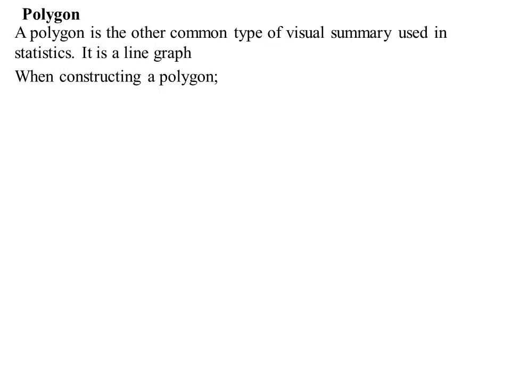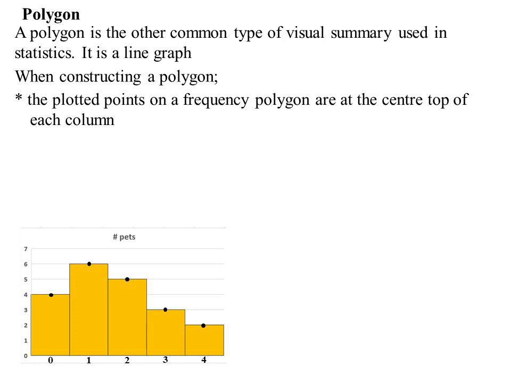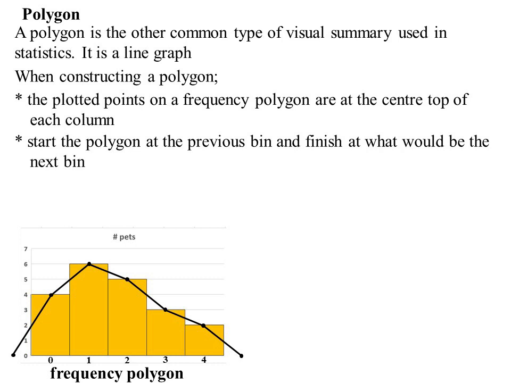Now, what do we do here? We plot the points at the center, so immediately above the value, as you would with any line graph really, when you think about it. So there's the plotting. But when we draw the polygon in, we actually start it at the previous bin, so not that you could have got -1 pets, but where it would have been, and then end it at the next one, so where 5 pets would be, and there's our polygon.